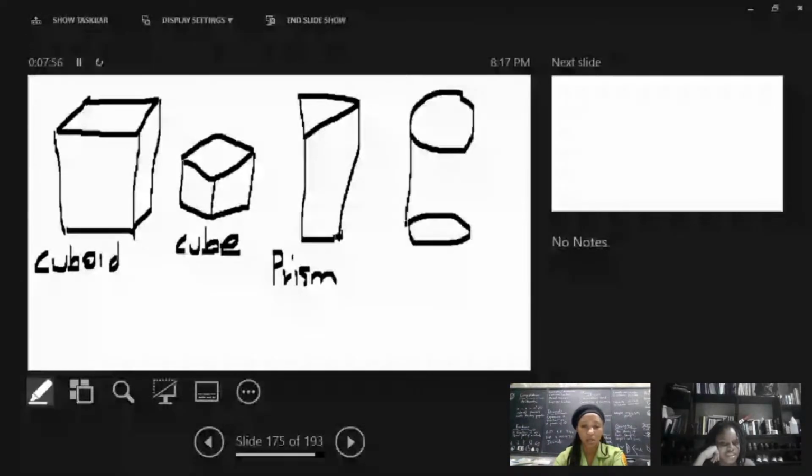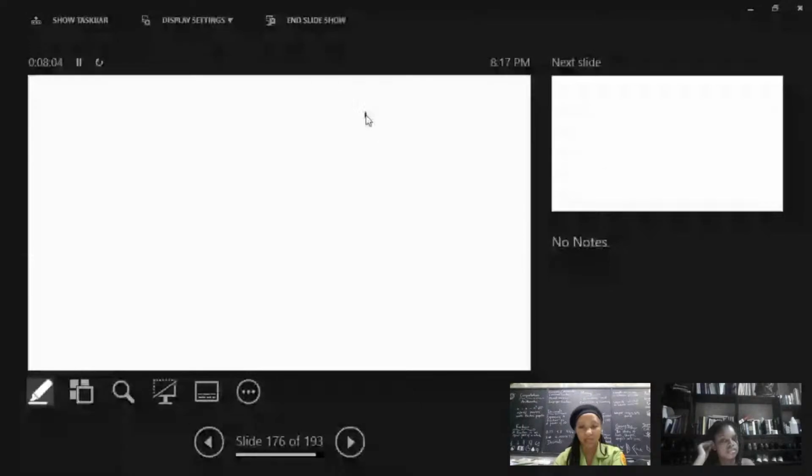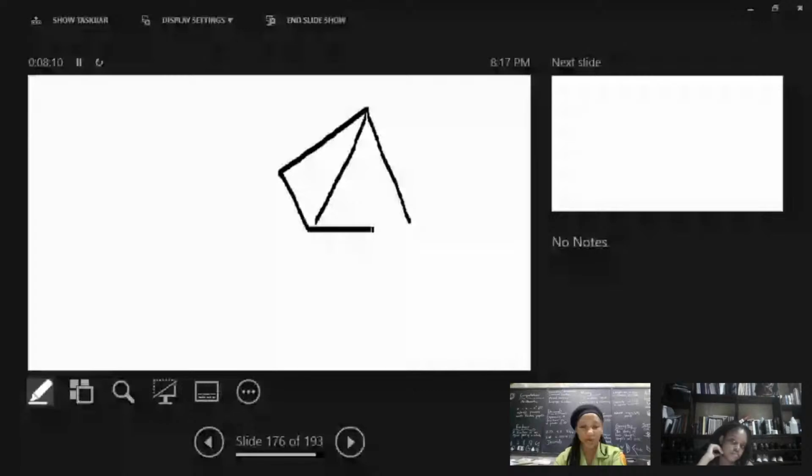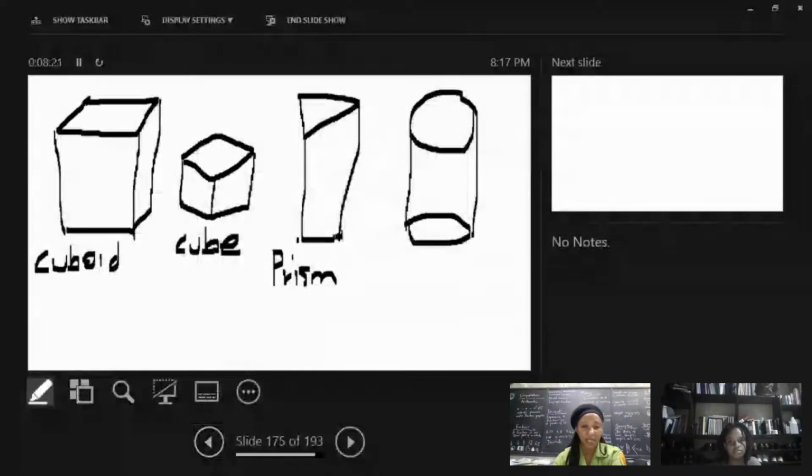The pyramid has an apex. It has a point at the top. A pyramid can have a square base or a triangular base, so there's an apex at the top. It's not the same at the top and bottom, right? So the pyramid is not a prism. The prism must have the same shape at the bottom as at the top. Follow? Right, so the circular prism is the cylinder.